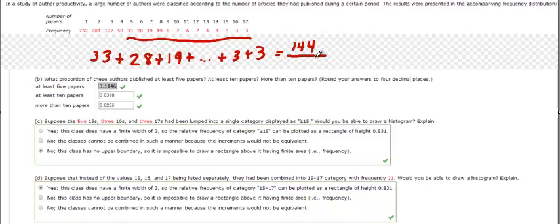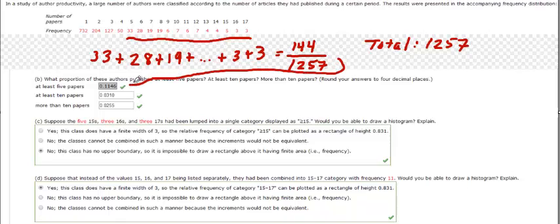And then I had to figure out how many total papers were published. So I added up how many total papers there were. That was the 732 plus 204. So I had to get my total. And what I came up with for my total was 1,257. And so I did 144 divided by 1,257. I did that division and came up with 0.1146. It told me to round to 4 decimal places, so I did.